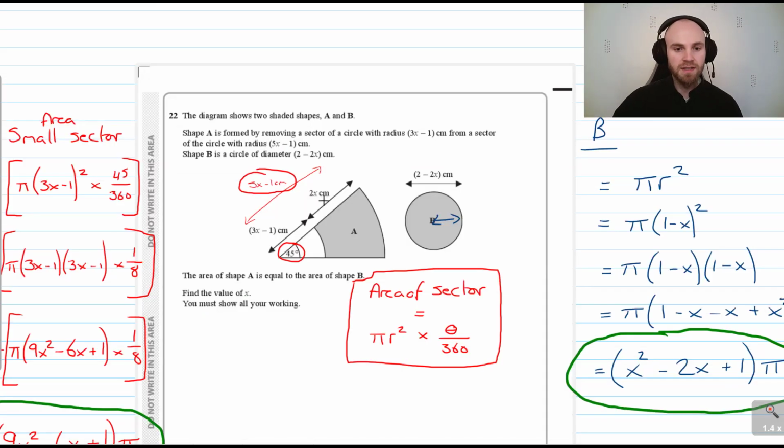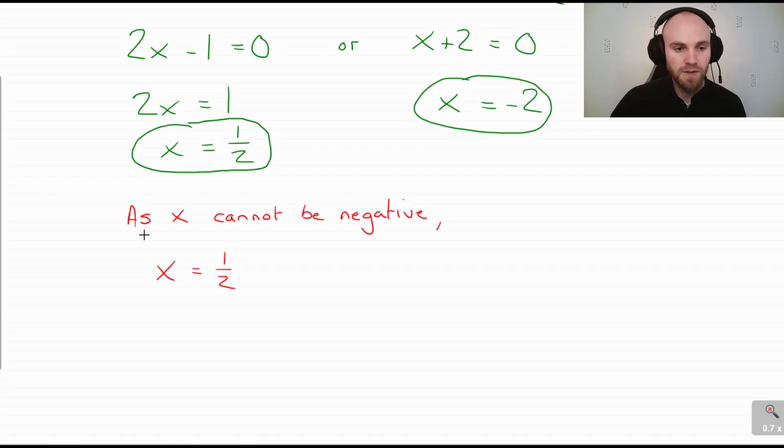So when we look at this sector, it really is not possible for this sector to be negative. For example, this length here of A, we have 2x. Well, if it was minus 2 for x, it would be minus 4. And it can't be minus 4 centimeters. It's not possible. So as x cannot be negative, x must equal a half.